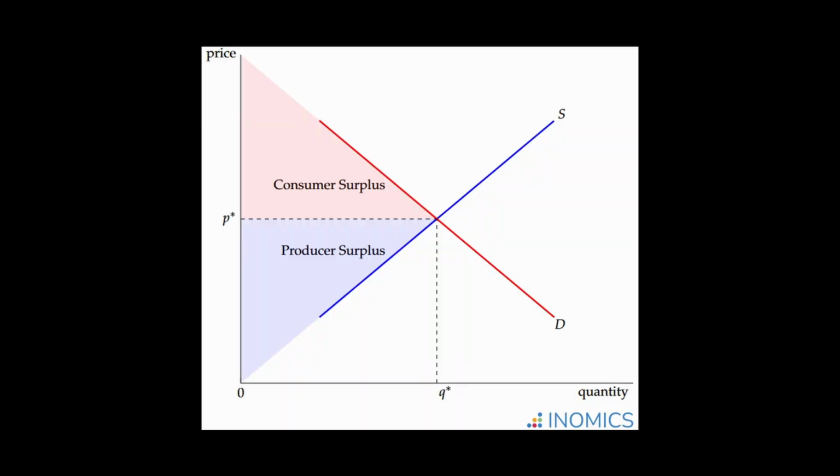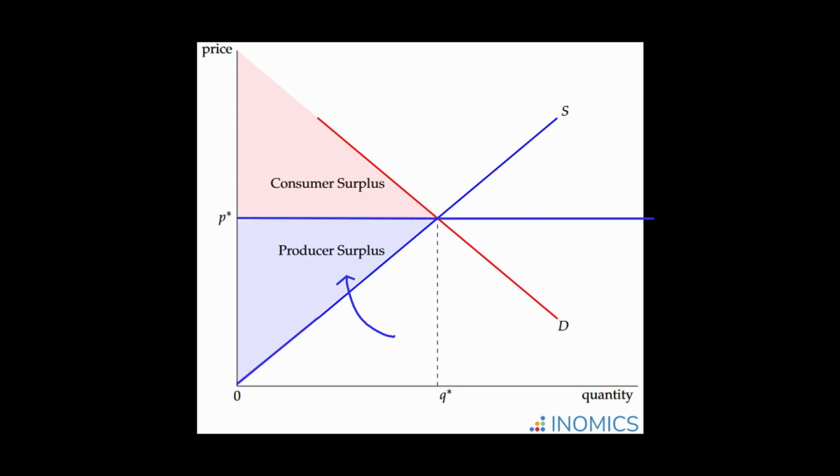Back to the graph. Producer surplus over here is this little triangle between the supply curve and the market price. This shows the benefit sellers get when they sell above their minimum acceptable price.